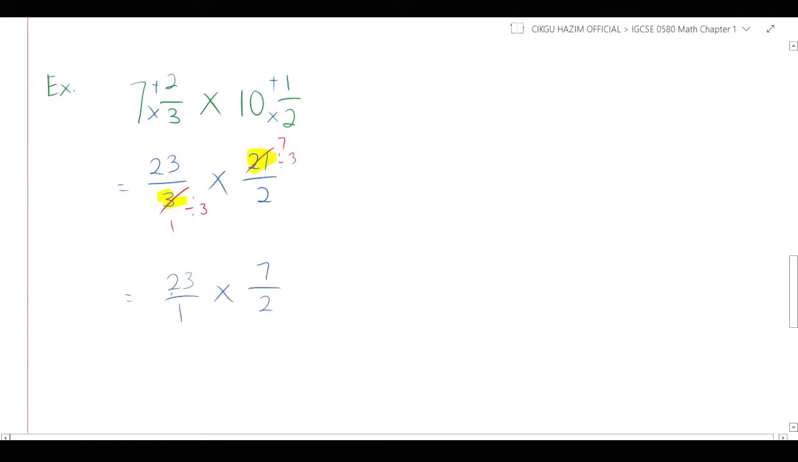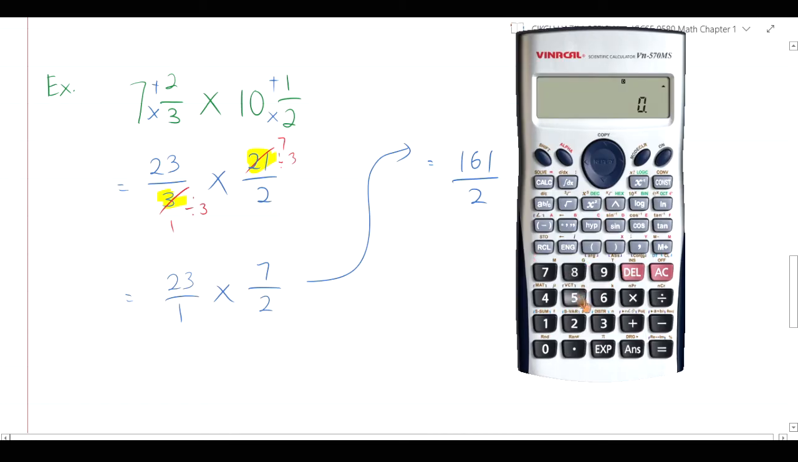For this, you can do it manually: multiply numerator with numerator, denominator with denominator. For 23 multiplied by 7, you can press it in the calculator, and you should get 161. And 1 multiplied by 2 is 2, which is this one here. Like I said, you can press it in the calculator: 23 multiplied by 7 is 161, and 1 multiplied by 2.